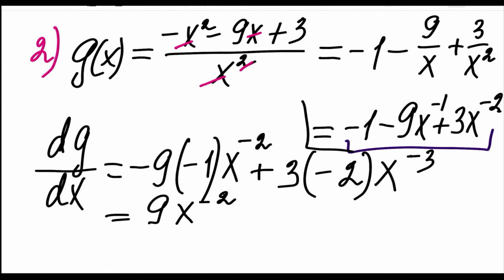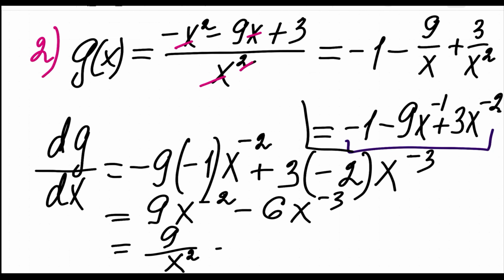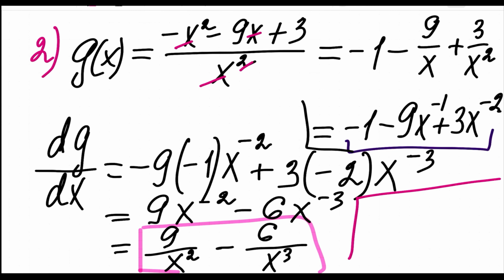All right, let's clean it up. So it becomes negative 9x to the negative 2 minus 6x to the negative 3 power. And we are going back, we want to turn it into positive powers. So negative 9 over x squared minus 6 over x cubed. And that's your final derivative for this one. As a quick reminder, exponent rules from algebra.